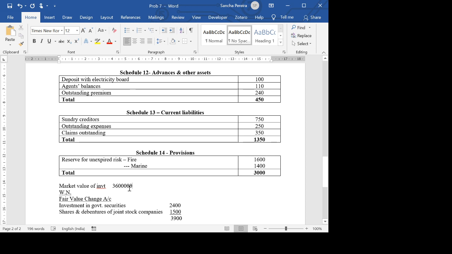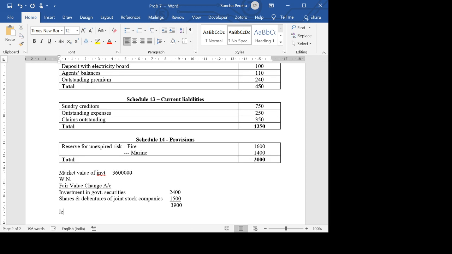Now why can't we take it as 36 lakhs? We need to strike off these three zeros, so we get less market value of investments, 3,6. So the book value is more than the market value, which means it becomes a loss.